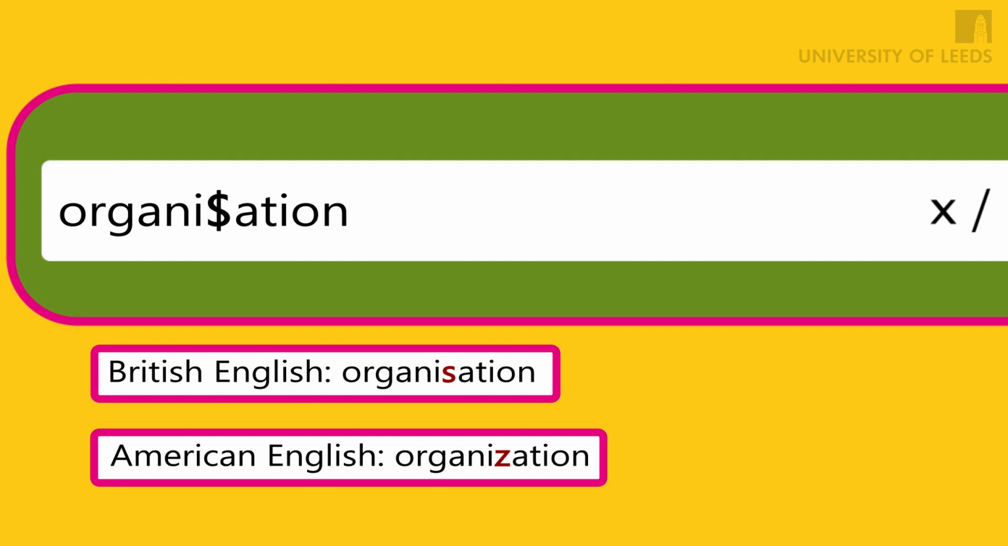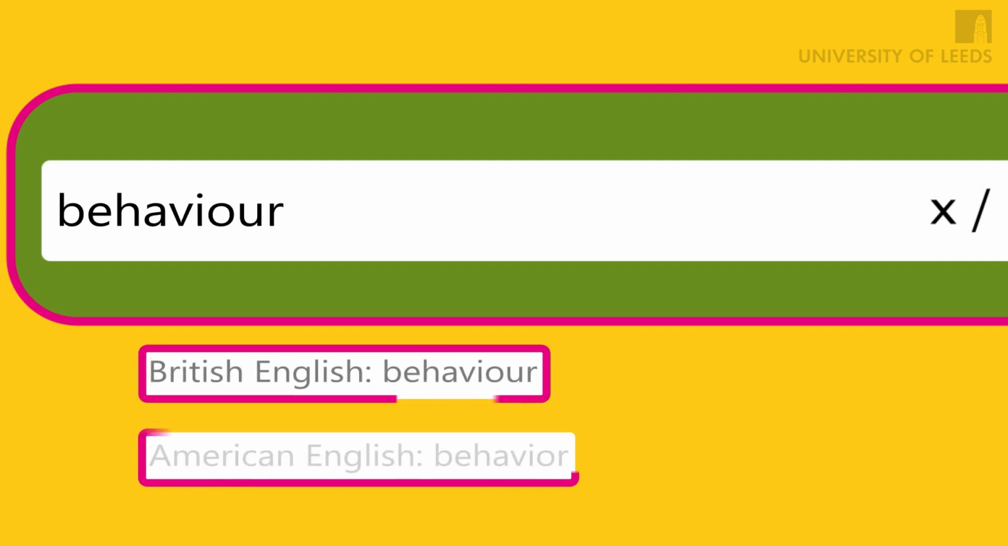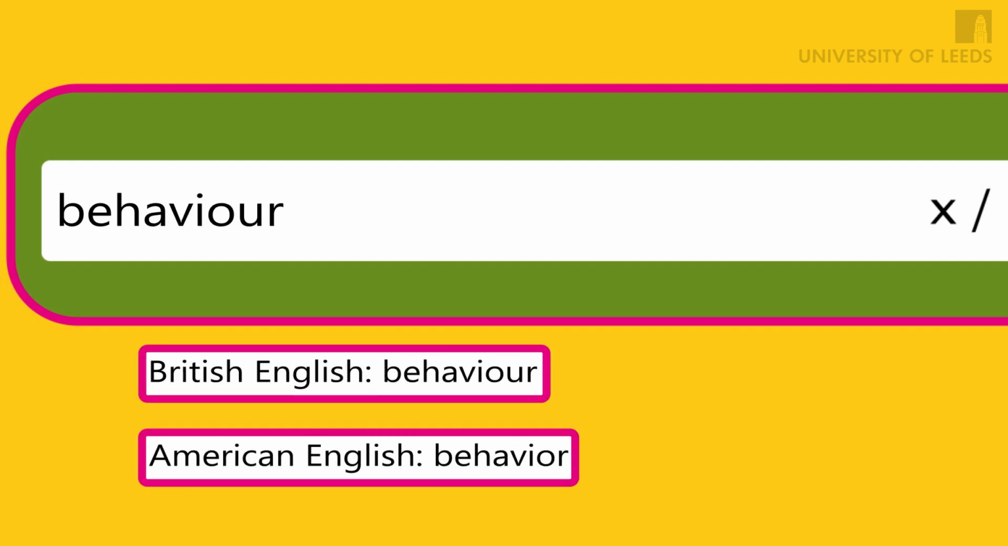Let's look at another example, where the American spelling is slightly different to the British version. The American spelling of the word behaviour doesn't use the letter U, and we should therefore search for behavio$r instead, to find the British and American spellings. So here, the symbol is in place of the letter U.